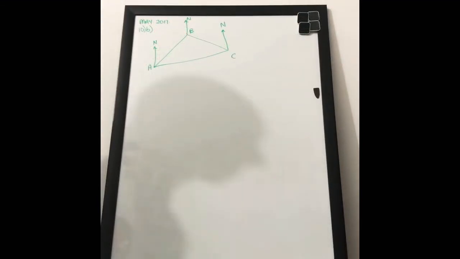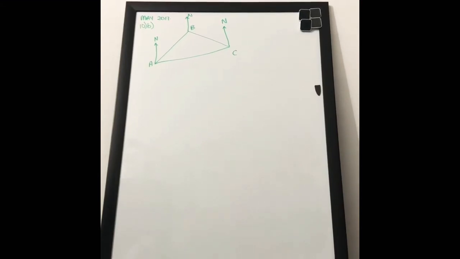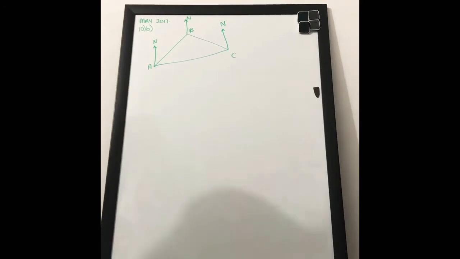Okay, so we're looking at the May 2017 paper, number 10, part B. A ship leaves port A and sails 52 kilometers on a bearing of 044 degrees to port B. The ship then changes course to sail to port C 72 kilometers away on a bearing of 105 degrees. Part 1. On the diagram below, not drawn to scale, label the known distances traveled and the known angles.